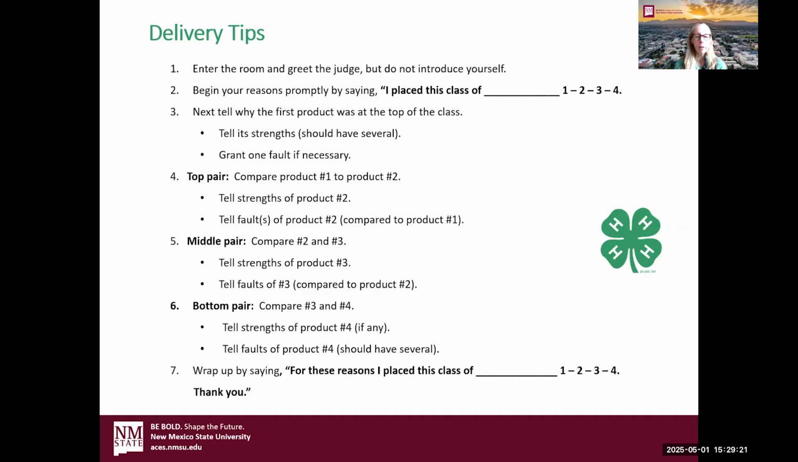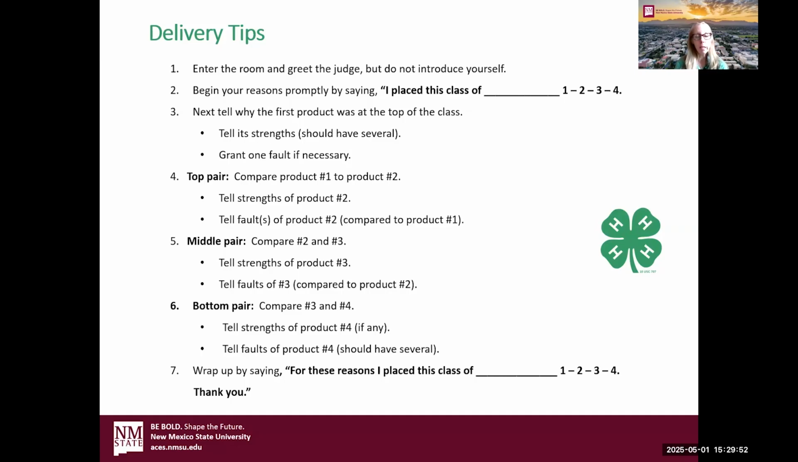Then you'll move on to compare your top pair, and that's individual number 1 and number 2. You'll start by telling the strengths of product number 2. Then you'll tell the faults of number 2 compared to number 1, and that's going to explain why number 2 placed below number 1. And in your middle pair, do the same thing, only compare product number 2 and number 3. Start with the strengths of number 3, then the faults of number 3, again compared to number 2.